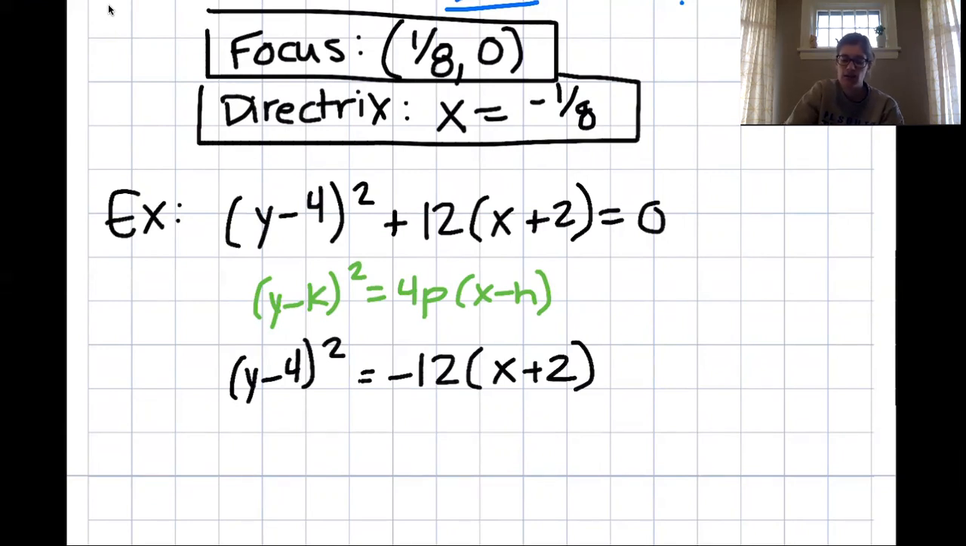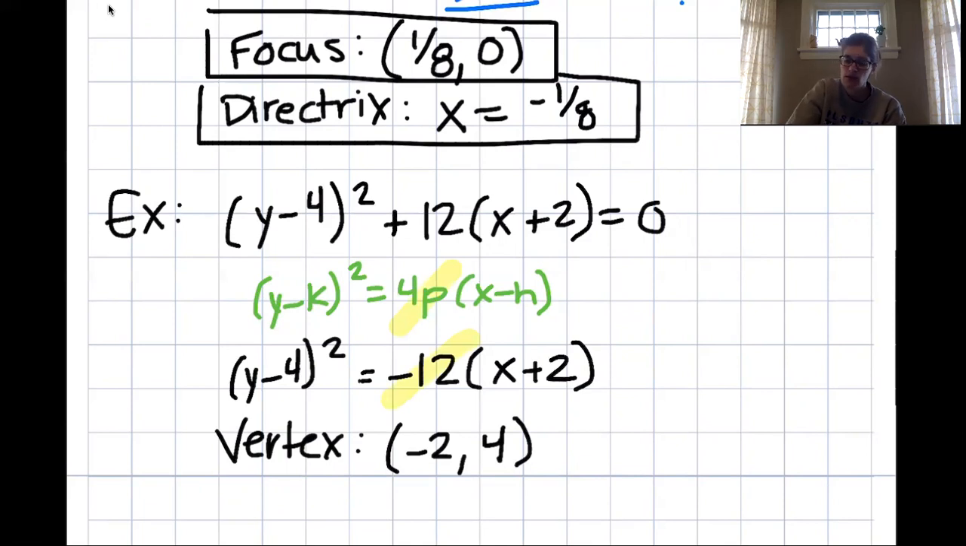So it's pretty clear to me right now that my vertex, remember you got to do h and k. So h is with the x, will be -2, and k is with the y, +4. When I'm looking for my p-value, 4p should be equal to 12. So I'll do that over here. Sorry, 4p equals -12. So then p must be -3. Okay, so that's going to be my directed distance.